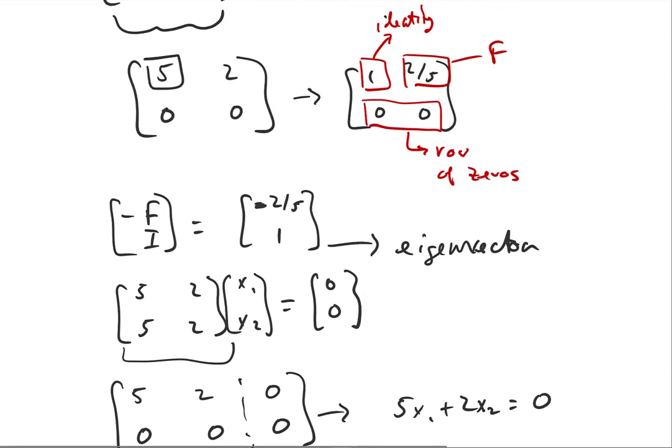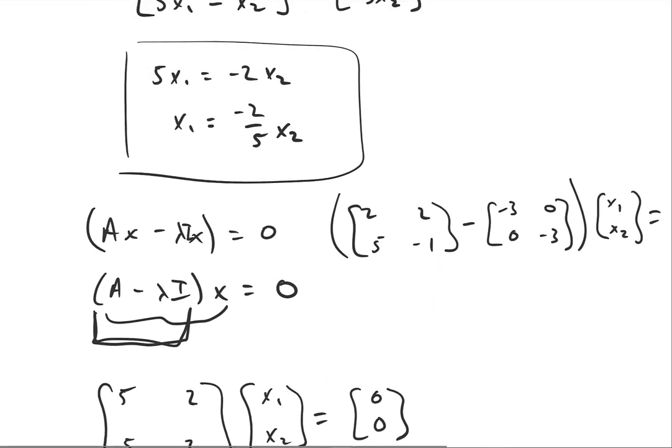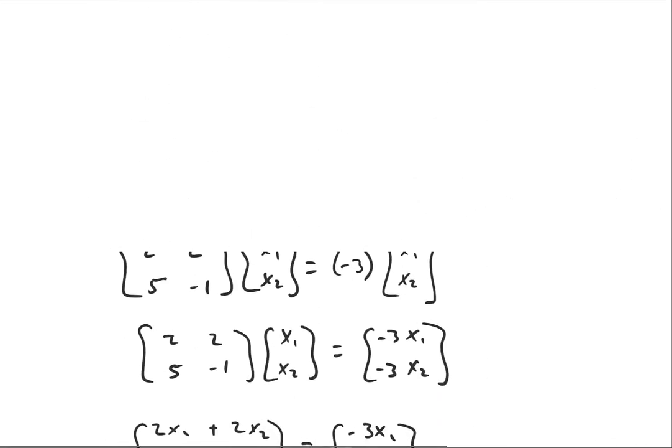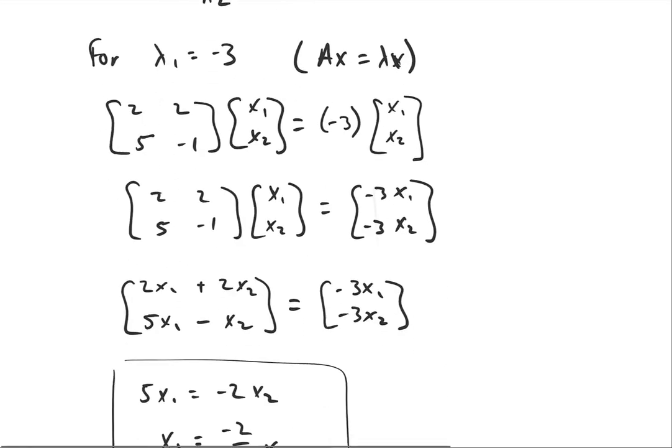Now, at this point, we've only dealt with the first eigenvalue, which was lambda 1 equal to minus 3. The other one is lambda 2 is equal to 4, so let's deal with that one.